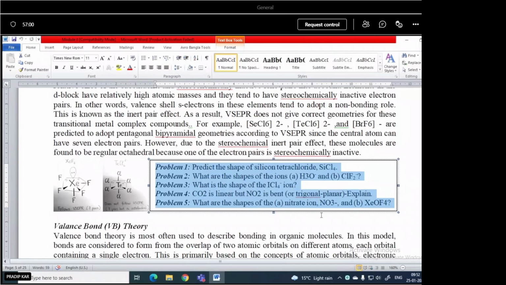Okay, so I think we can leave here, and next class we'll discuss the valence bond theory to overcome the limitations of the valence shell electron pair repulsion theory. Okay.